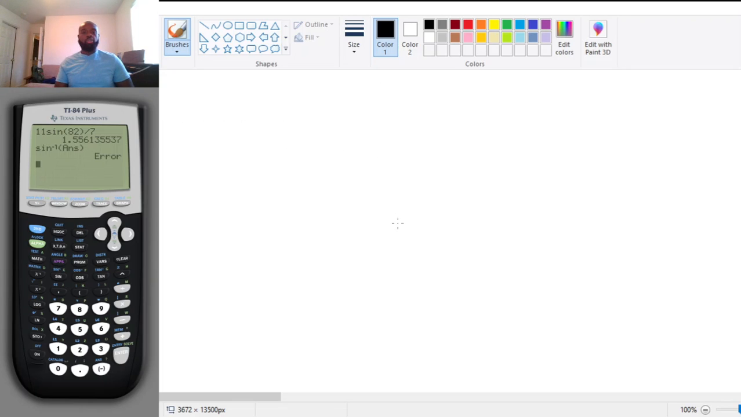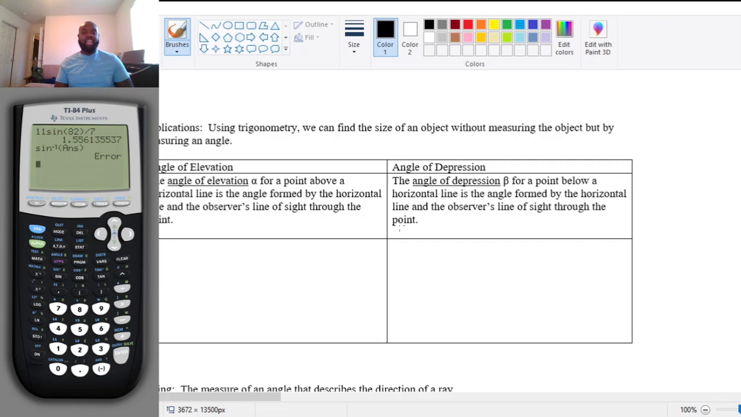And so I'm going to go to the next ideas that I have just to get you started with some of the applications. So once we know how to solve these triangles using our law of sines, and we'll get more practice with that, you should probably look at your homework on the online system before you get to class. It says using trigonometry, we can find the size of an object without measuring the object, but by measuring an angle, and then doing some trigonometry.